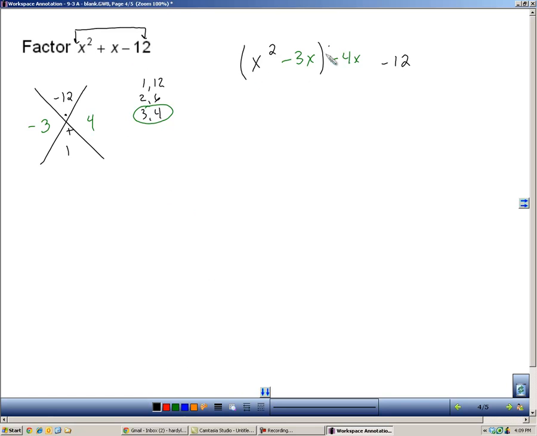Now we'll do grouping. Take out an x. x minus 3 is left. Take out a 4. x minus 3. And so my factored form is x minus 3 times x plus 4.